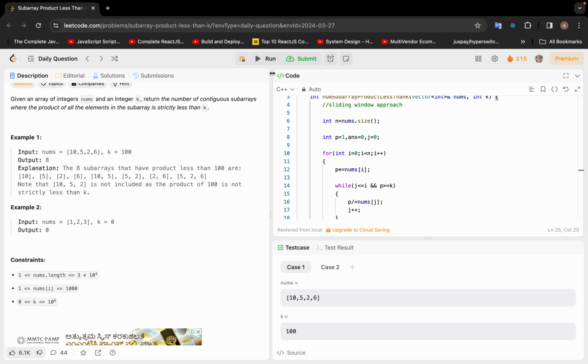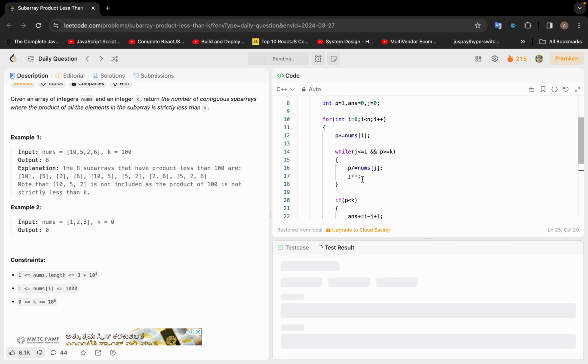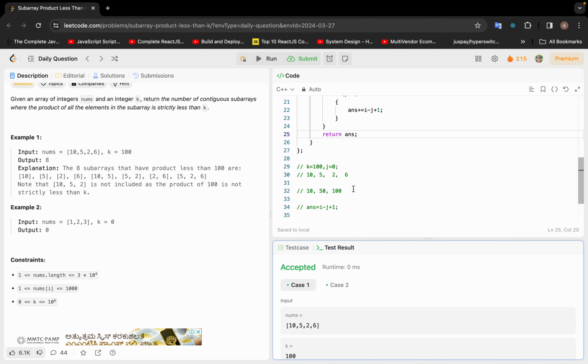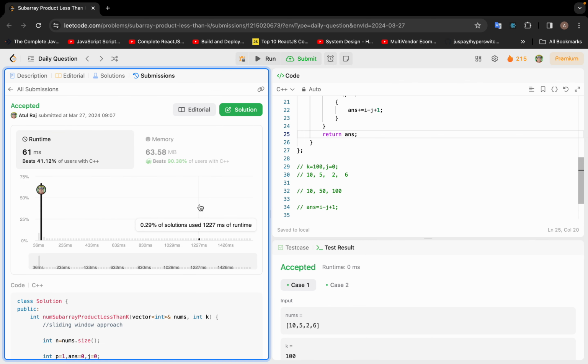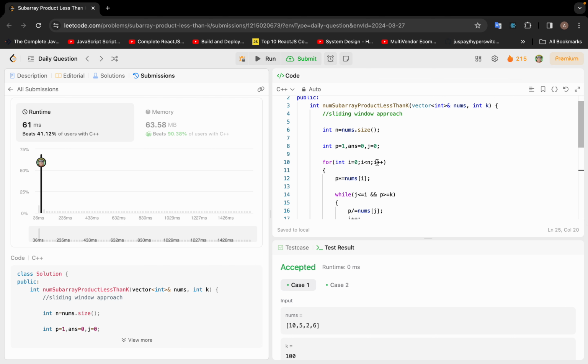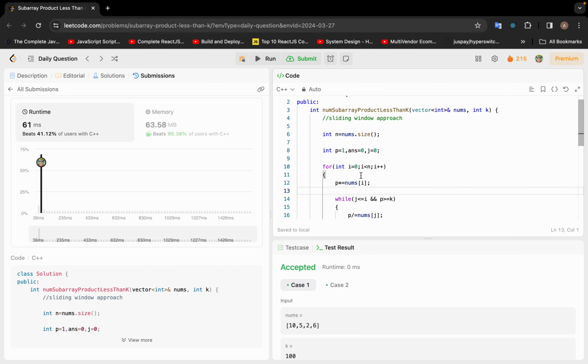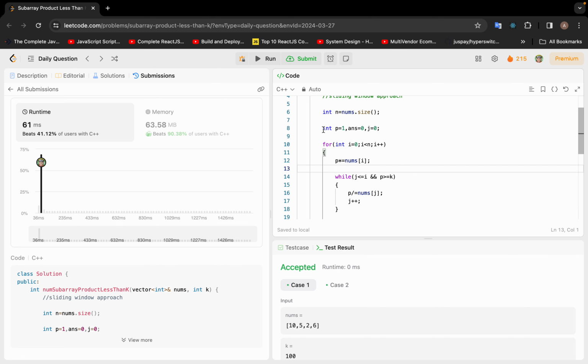So yeah, here is the code, right. Just you need to run this. Let's see what happens. Run, let's submit it. Yeah, bingo. So what will be the time complexity of this? This time complexity will be O of n, because we need only one iteration, right. And what will be the space complexity? That will also be O of 1, because we haven't taken any extra space, right.